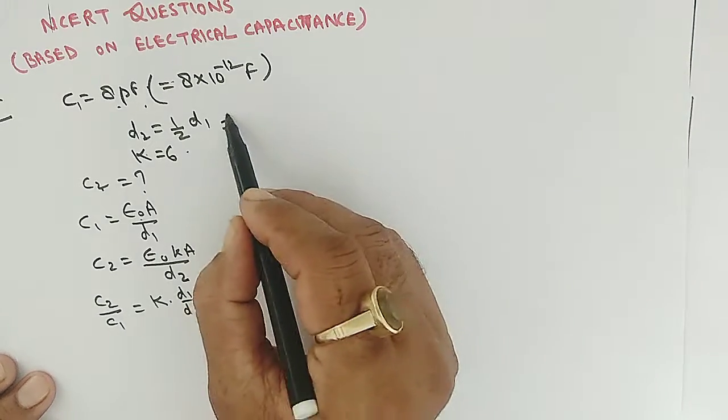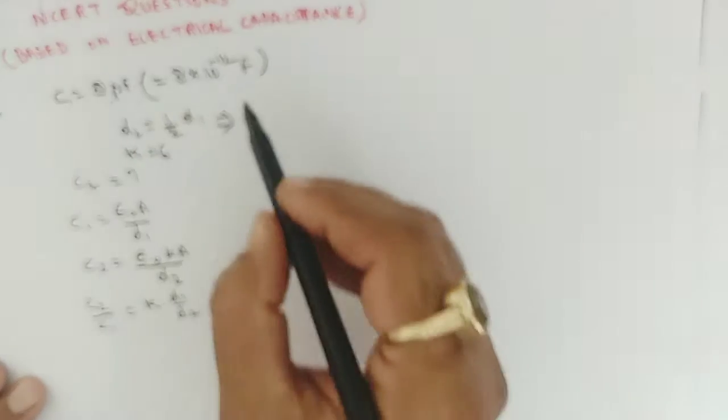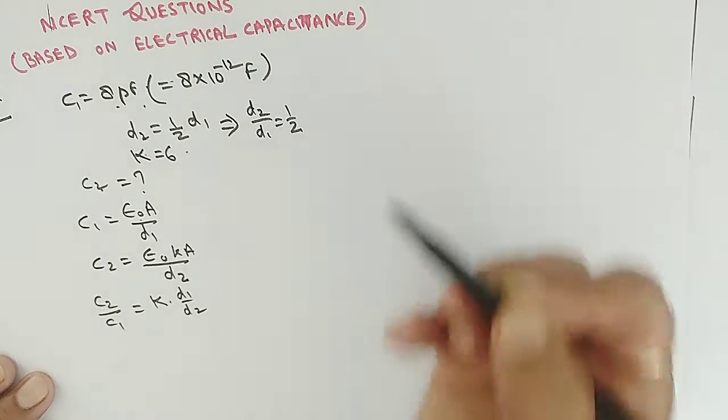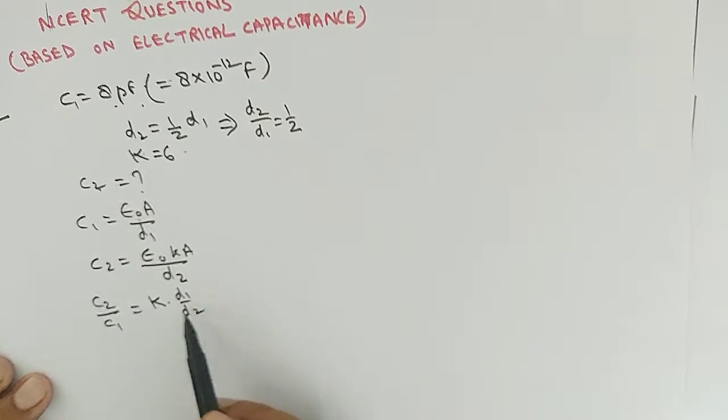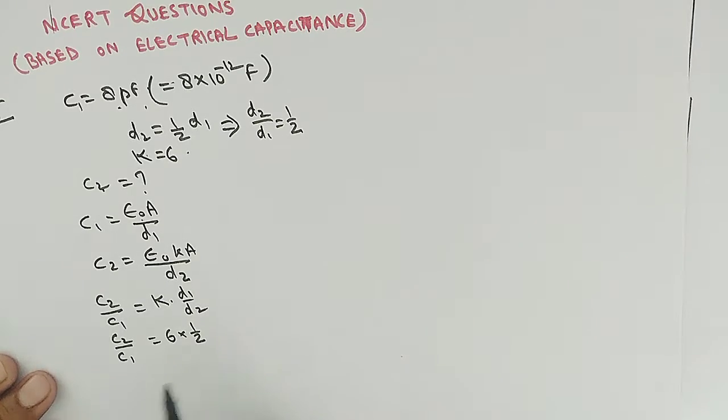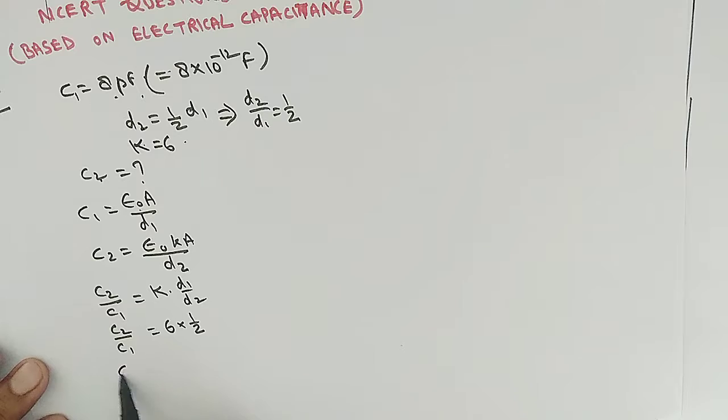And from the question, D2 upon D1 is equal to half, so we'll put D1 upon D2 as 2... as given, and K is equal to 6 is given. So you can write this value of C2 upon C1. Now you have to find C2. So C2 is equal to C1 into 6 into half, and the value of C1 is given.